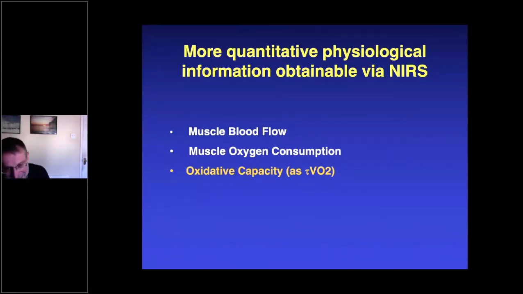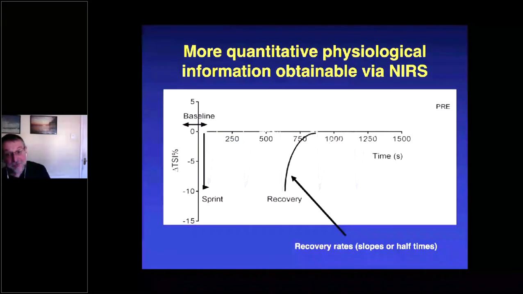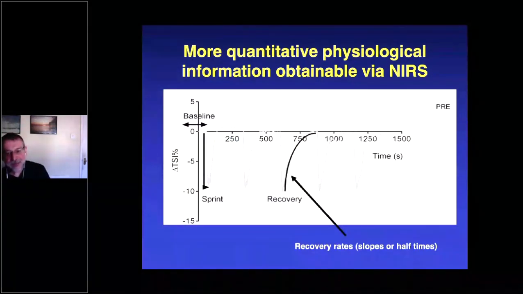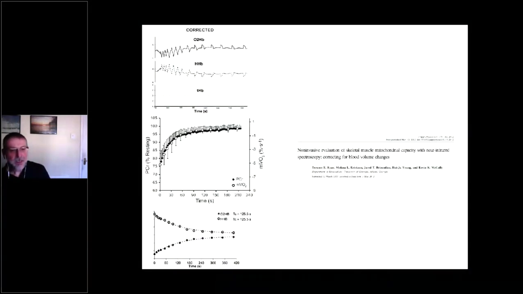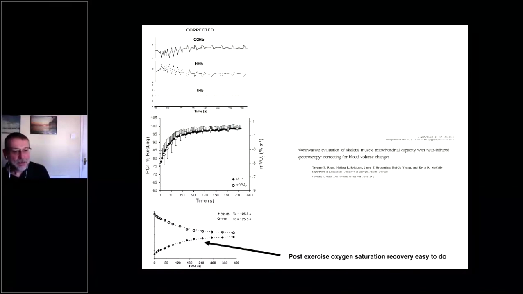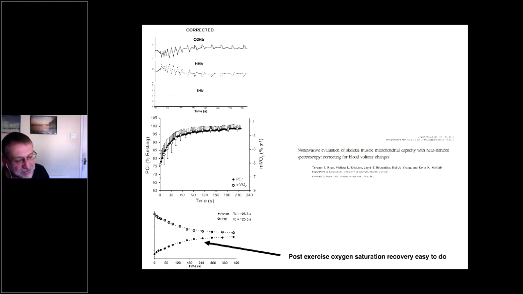The final thing I want to talk about is oxidative capacity. And for that, we're now measuring rates, not how much something has dropped, but actually how fast it's recovered. So we're measuring recovery rates or slopes or half times. And this shows you here, when you finish exercise, so time zero here is finishing exercise, you see an increase, a recovery of oxygenation in tissue.